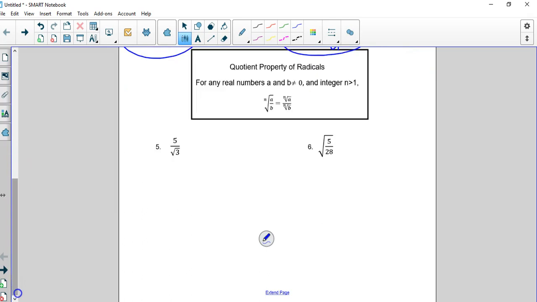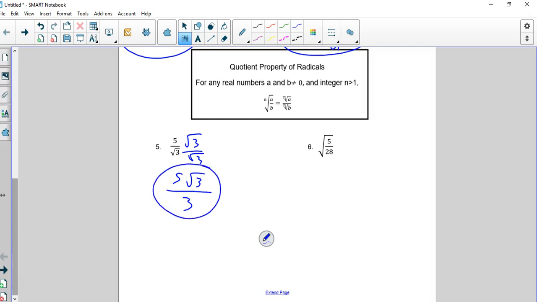Okay, for quotients. For any real numbers a and b not equal to 0, so you can't have that in the denominator, and the index has to be greater than 1. So remember, what we're going to do here is get rid of that radical 3. So we're going to multiply by radical 3 over radical 3 to rationalize the denominator and get rid of it. On the top, we have 5 radical 3, and at the bottom we have radical 9, or just simply 3. And no, the 3 cannot cancel with the 3 inside the radical. You can't touch it. Only radicals can play with other radicals.